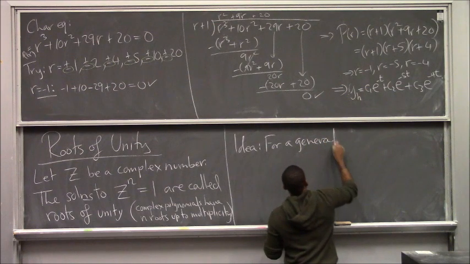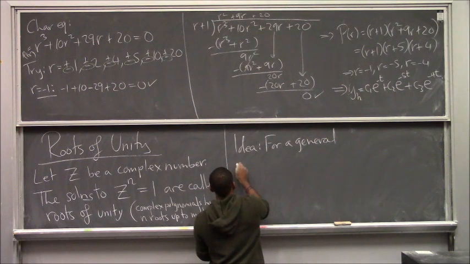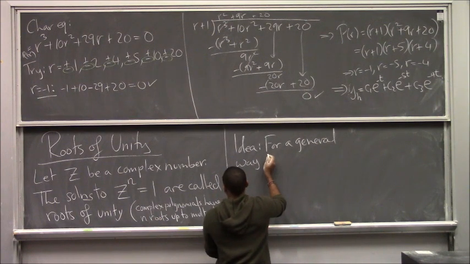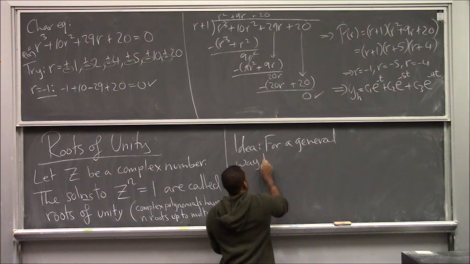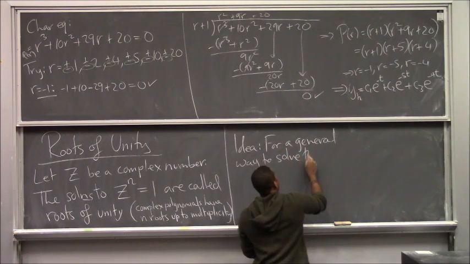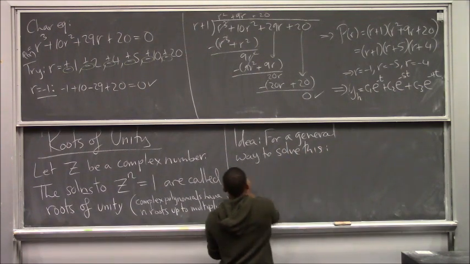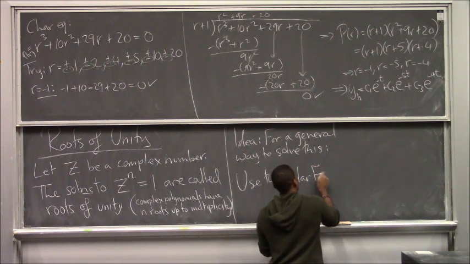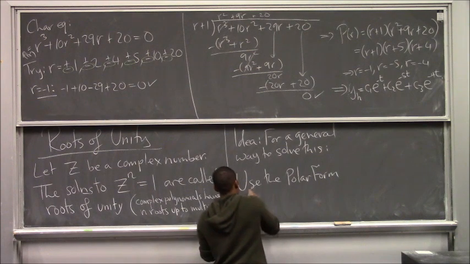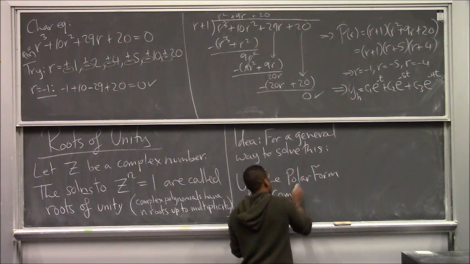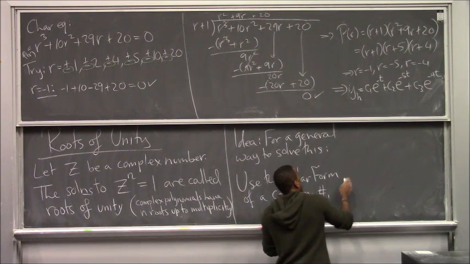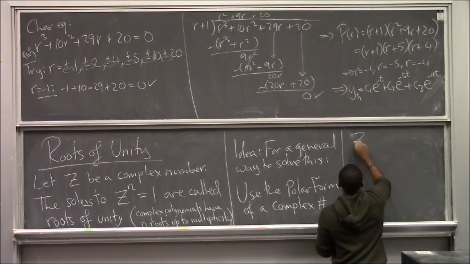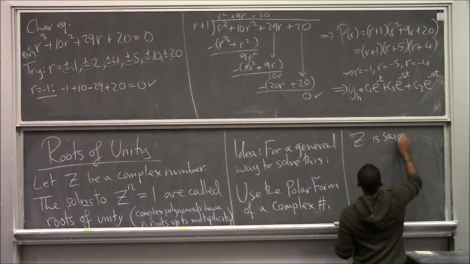A general way to solve this, where you don't need to remember any of those algebraic formulas, even though you should, it's not an excuse for you not to remember the difference of squares and the difference of cubes, is to use the polar form of a complex number. What is the polar form of a complex number? Z is said to be in polar form.